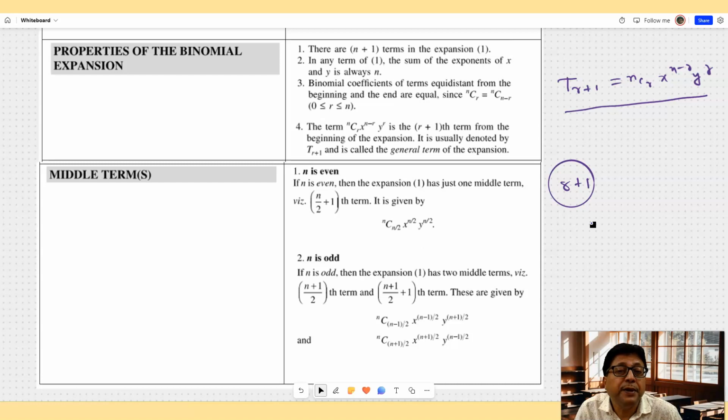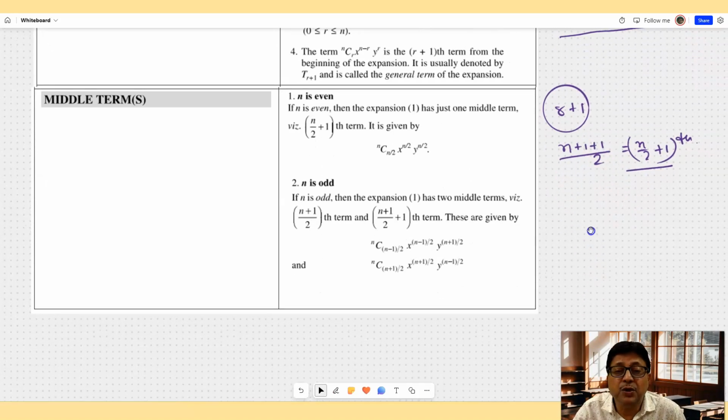Similarly, if n is even, the number of terms after expansion will be n plus 1. You add another 1 with this, n plus 1 plus 1. Divide the result by 2. That is n by 2 plus 1th term. This is the only middle term.